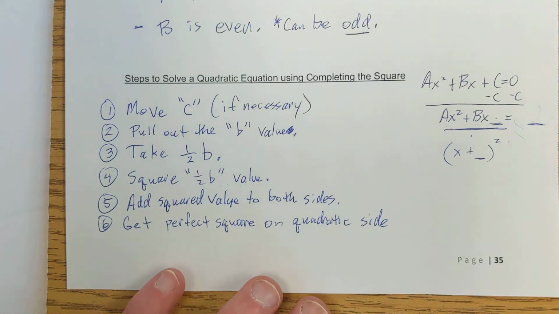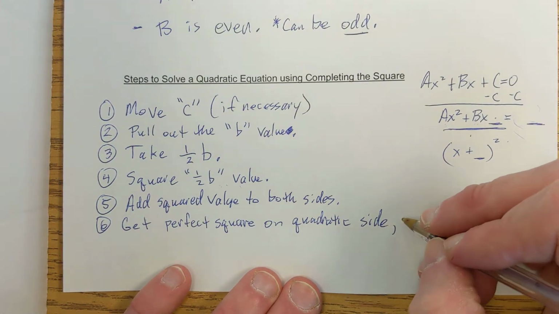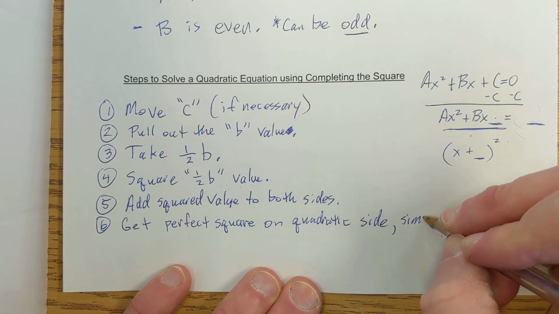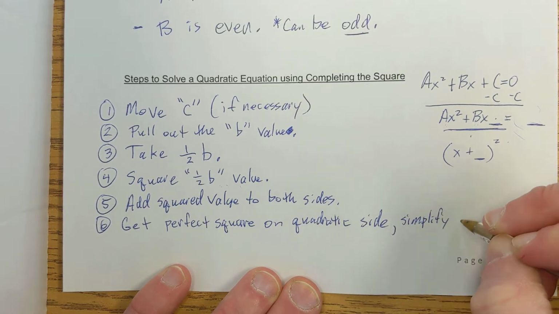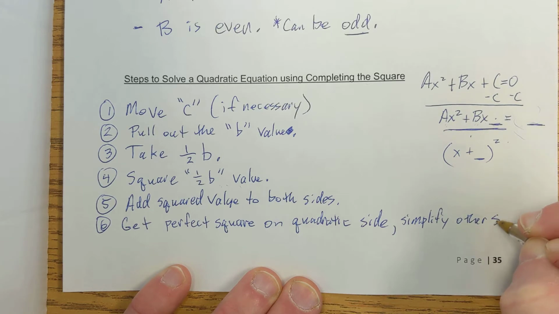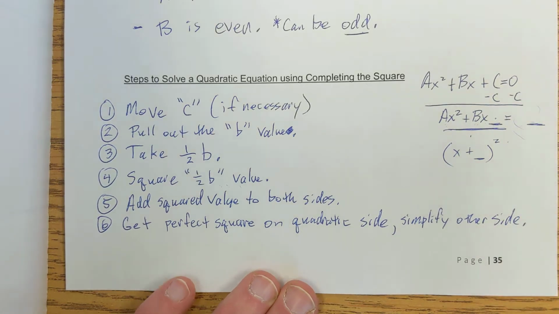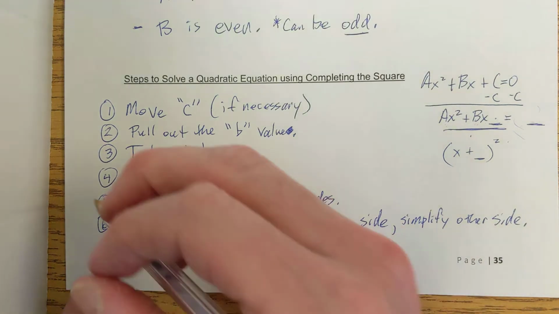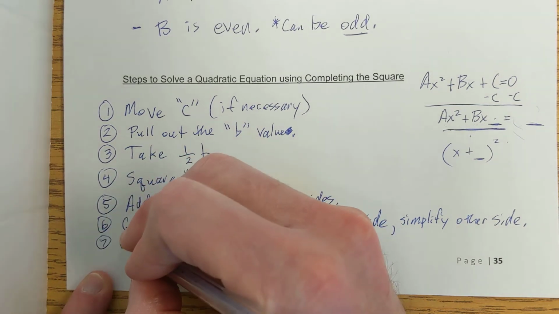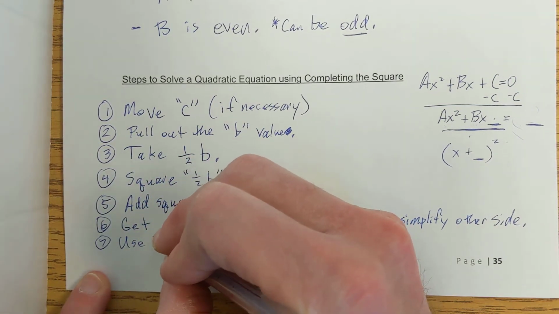Okay, and then simplify the other side. Okay, so that's step 6. We got 2 more here. So step 7, we're going to use radicals.